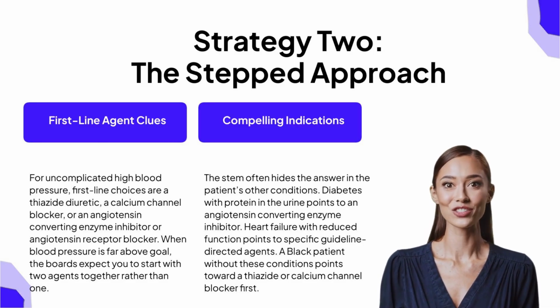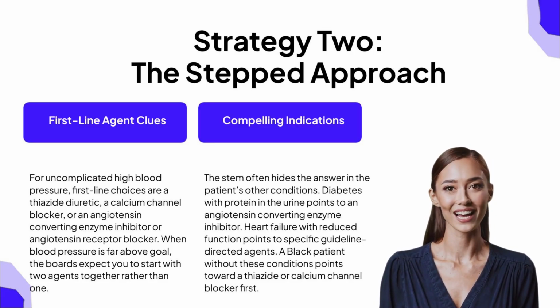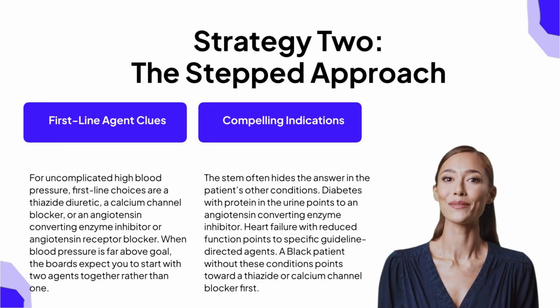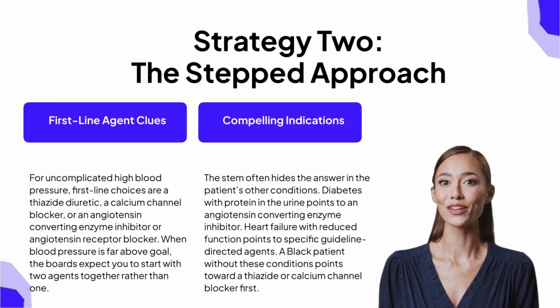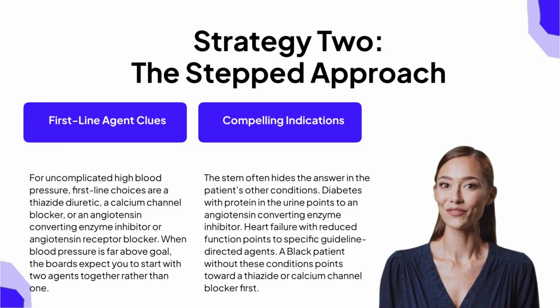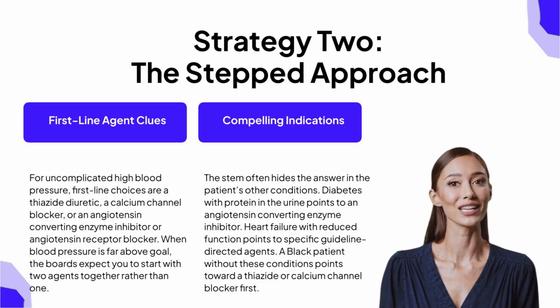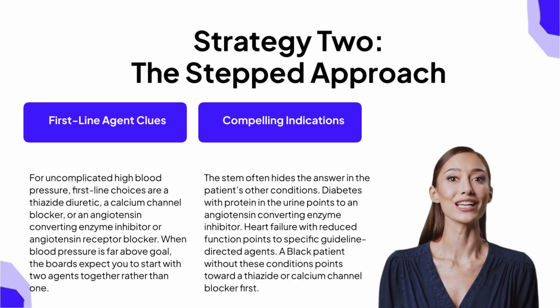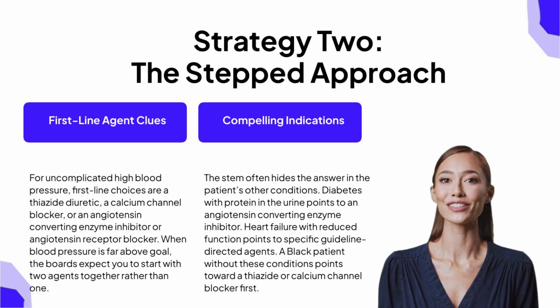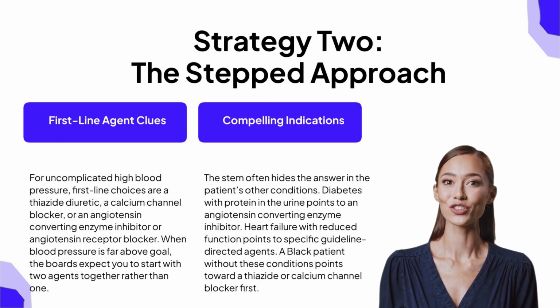The other half of the strategy is the compelling indication. The right drug is often hidden in the patient's other conditions. Diabetes with protein in the urine points you to an angiotensin-converting enzyme inhibitor. Heart failure with reduced function points to specific guideline-directed agents. A Black patient without those conditions points toward a thiazide or calcium channel blocker first. Read the whole patient before you choose the drug.